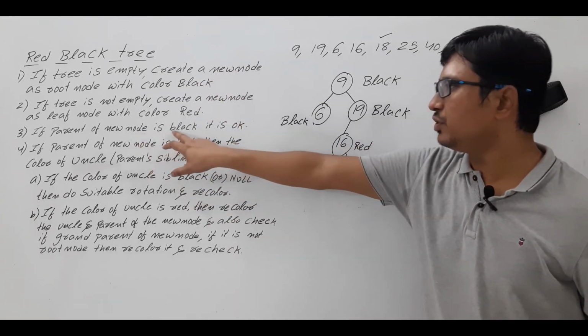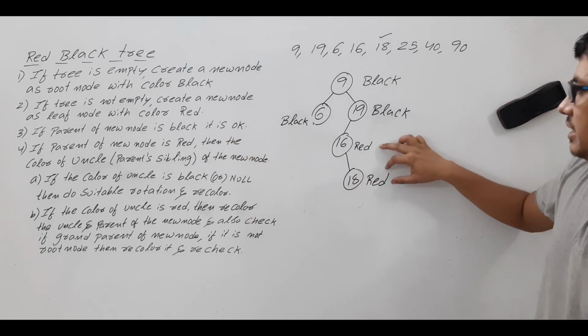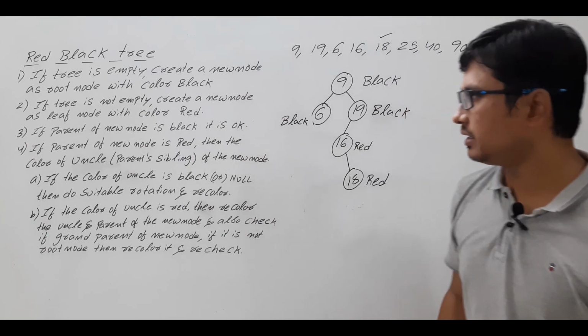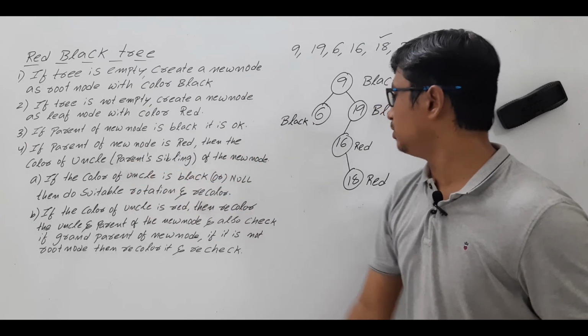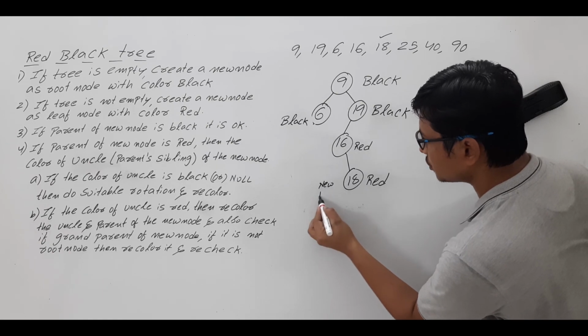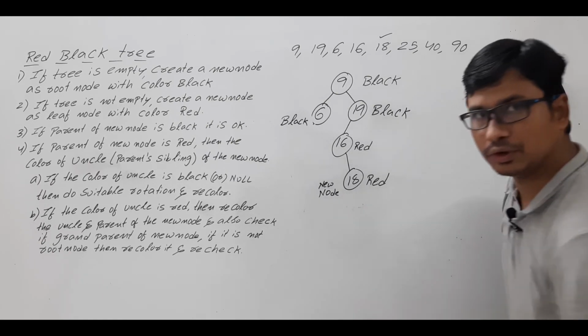If the parent of the new node is black, it is okay. But here in our case, it is red. If the parent of the new node is red, then check the color of the uncle. What is the uncle? This is our new node. Let me write here so that you will understand. This is our new node.